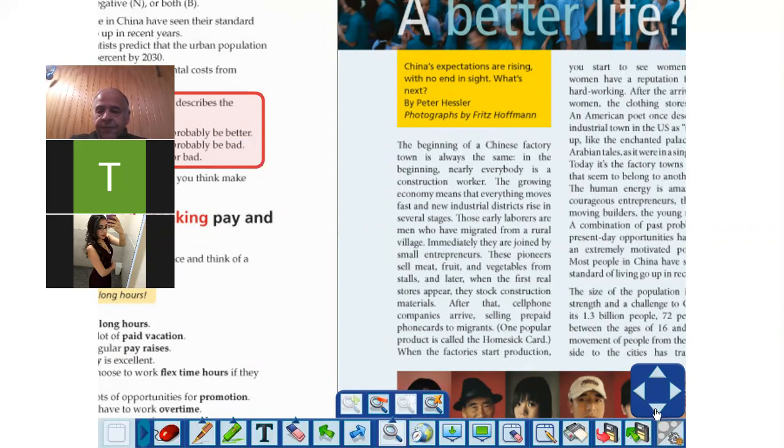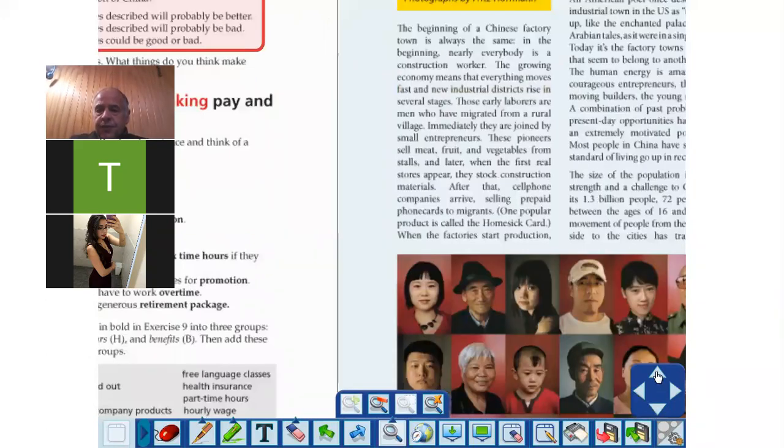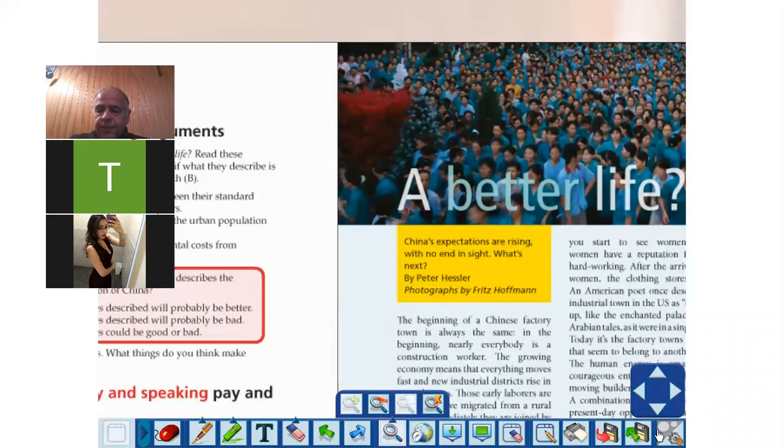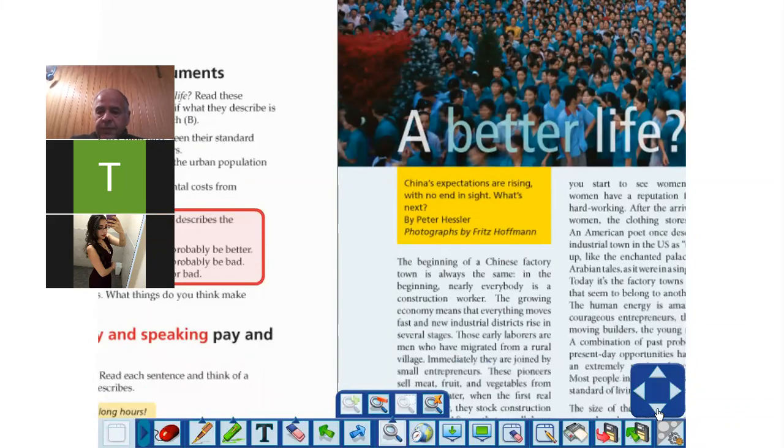China's expectations are rising, with no end in sight. What's next? Peter, wait, just a little bit. What do you understand by expectations? I'm guessing they have high hopes for what's coming. Yeah, right. Their objectives are higher, are better, right? So China's expectations are rising. They are going up.